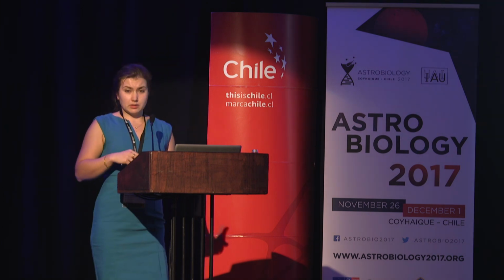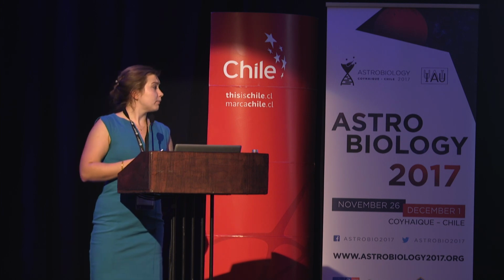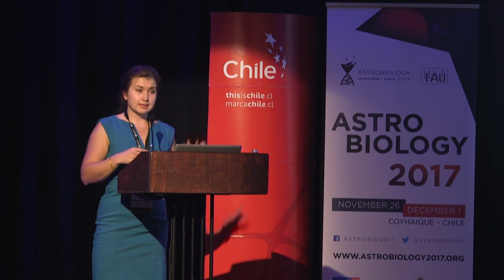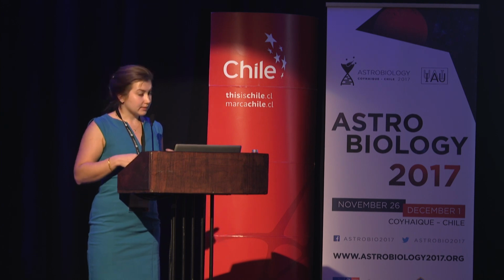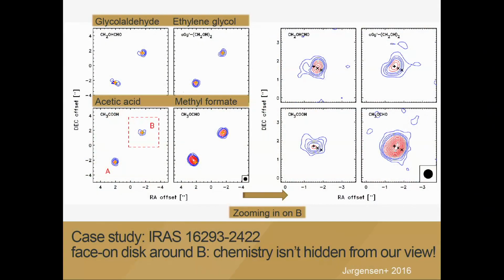So some of the results that have been released by the team so far is the detection of an array of complex organic molecules. So over here, we're hiding the name glycolaldehyde. Then we have ethylene glycol, acetic acid, methyl formate. So over here you see our binary, source A, source B, 600 AU in between. And over here in these 4 panels we see the same molecules, but then zoomed in on source B.